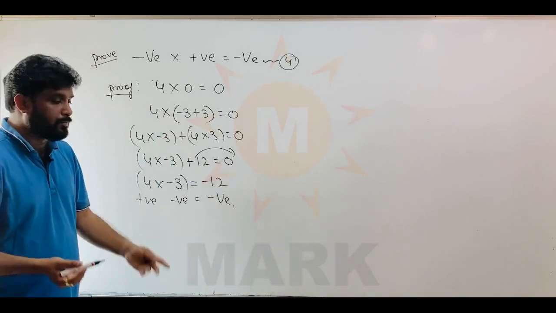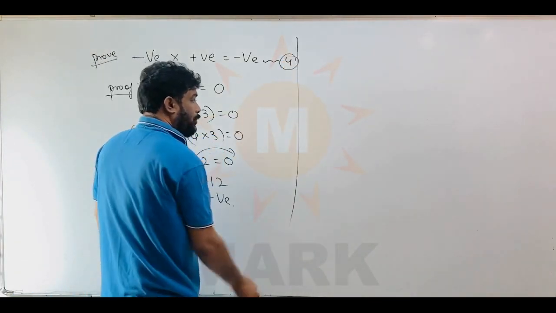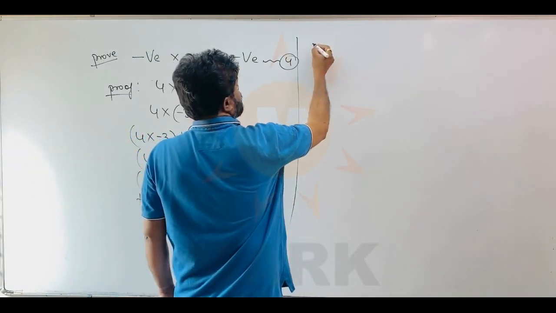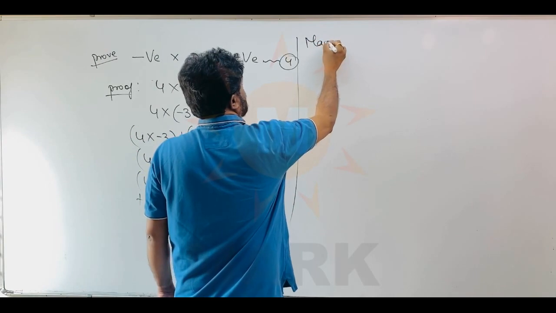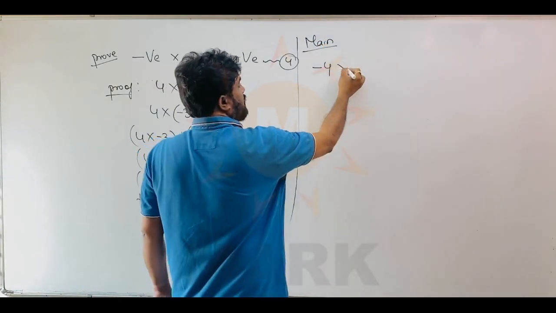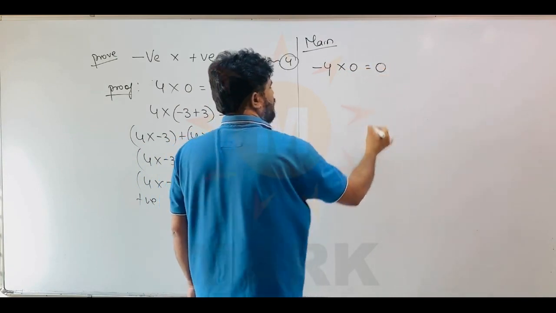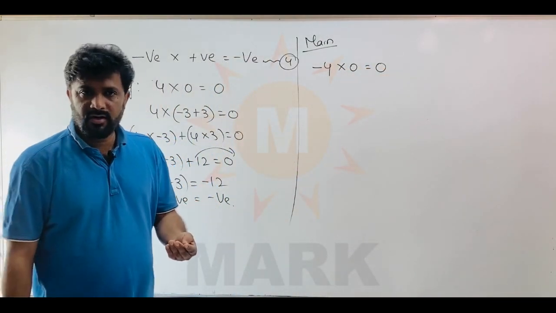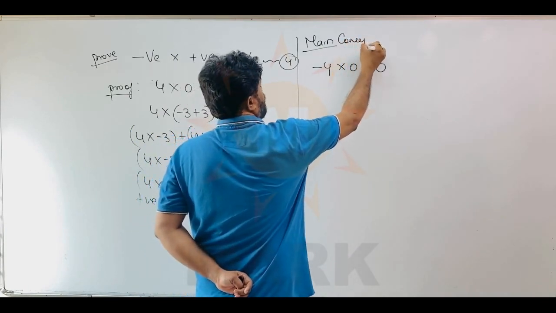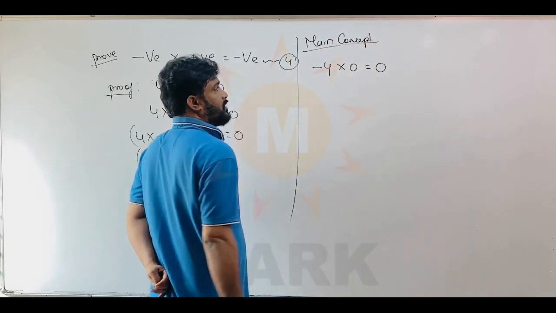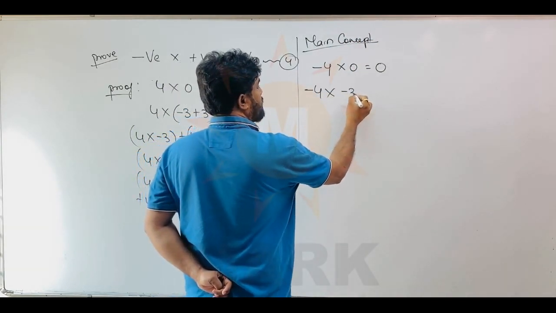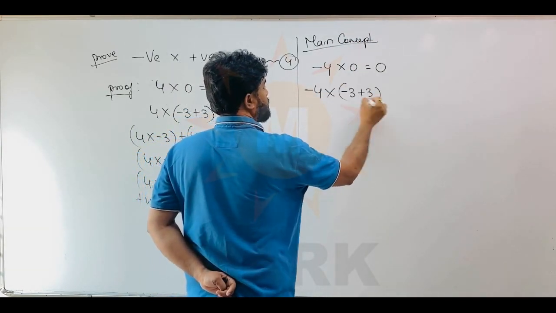Now I am going to prove the final one, coming to the point, how negative into negative becomes a positive number. So okay, the main concept. My dear friends, I am writing minus 4, I am taking a negative number, into 0 is equal to 0. We know already because any number into 0 is equal to 0, right? So minus 4 into 0 is equal to 0. So I am writing minus 4 into minus 3 plus 3. I am writing 0 as minus 3 plus 3 is equal to 0.